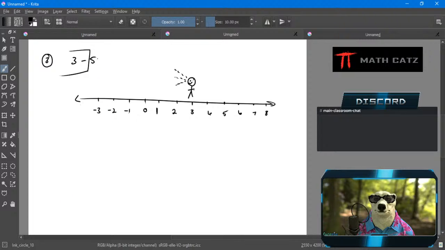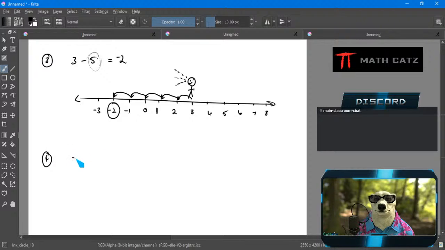Then I look at the last number and see, oh, make 5 less. Okay, so I'm going to step forward 5 steps, and where I'm at, my destination is the answer. Stand, look, step. Let's see another one.